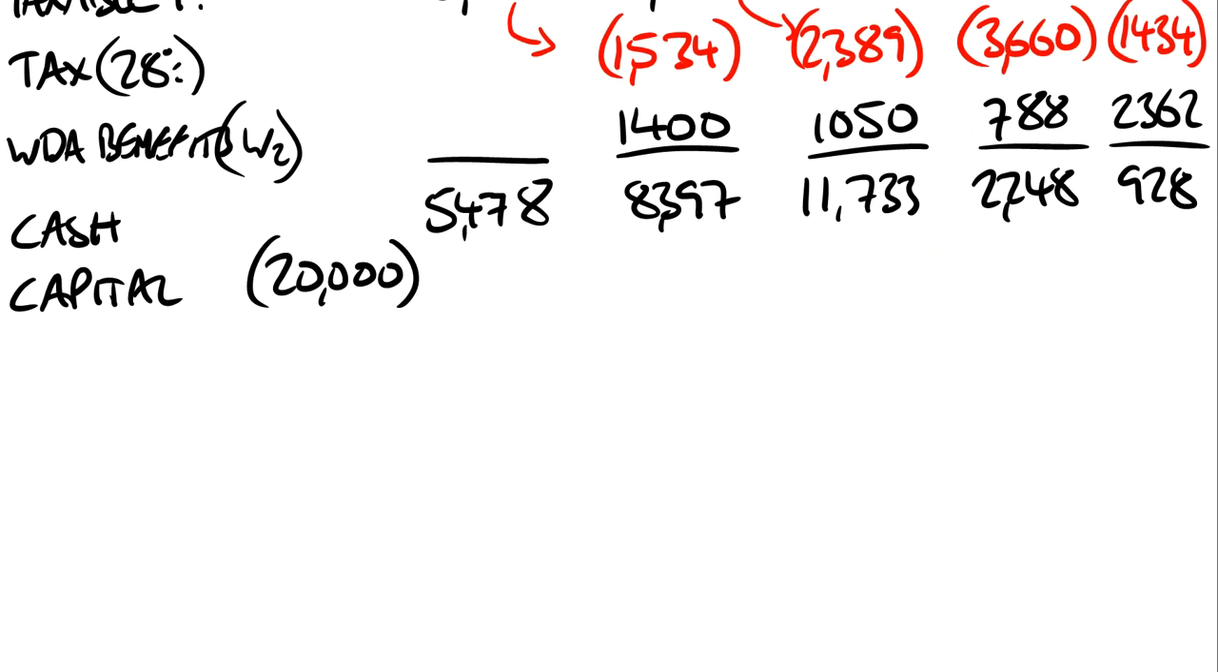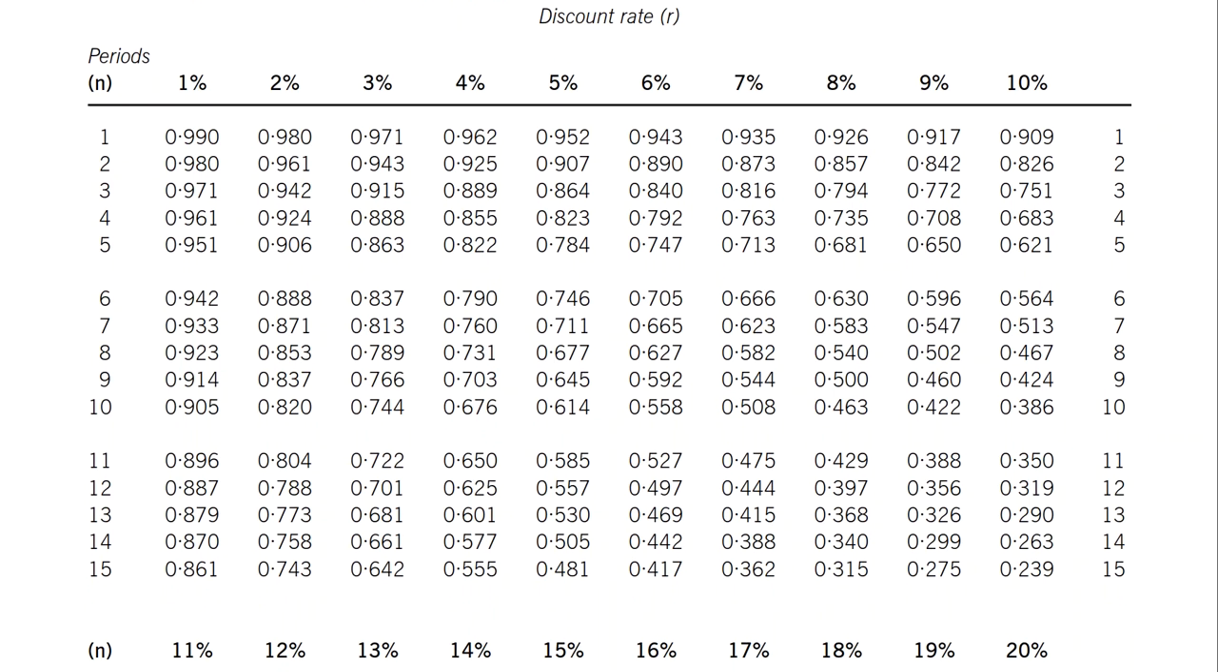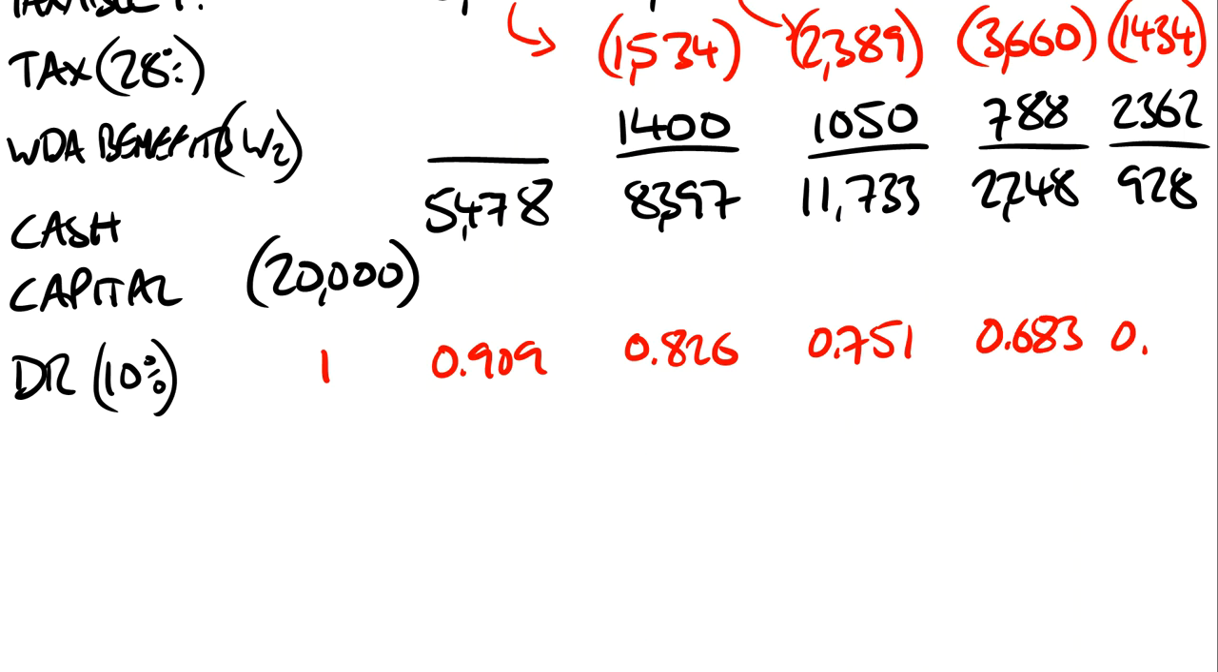And what do we need to do now? We need to discount it at the discount rate that's appropriate, which we said was 10%. That will always be 1 here, but then we need to check the 10% rates in our table. So 10%, 5 years, going to be these figures here. So 0.909, 826, 751, 683, 621. So 0.909, 0.826, 0.751, 0.683, and 0.621.